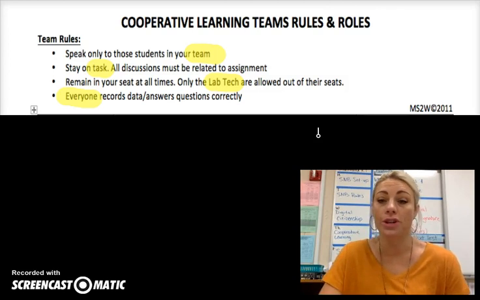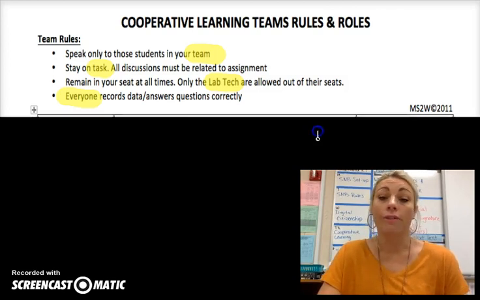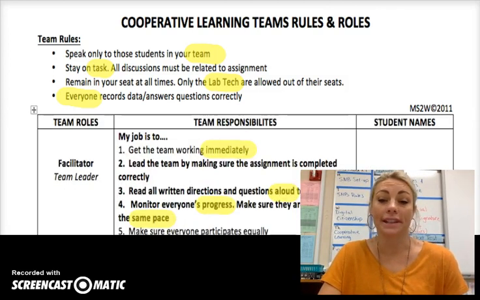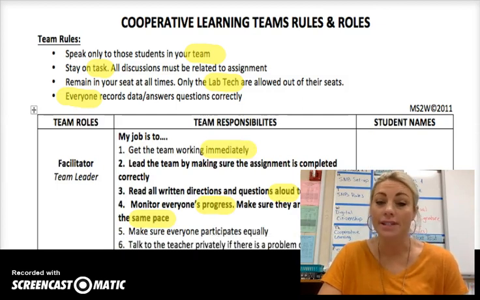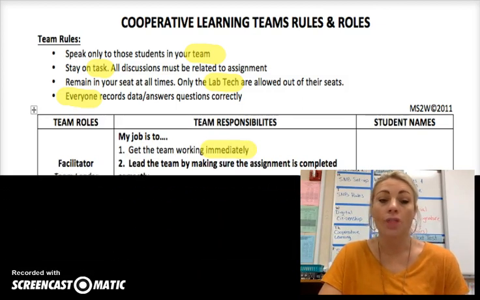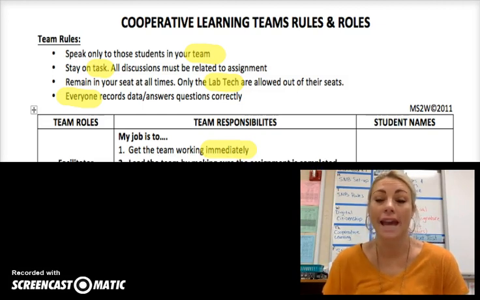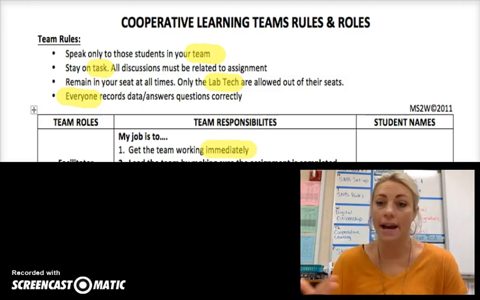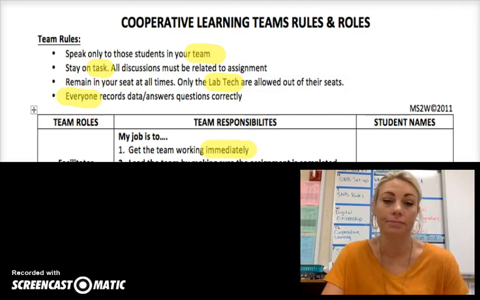The first job, or the first role, is the facilitator. The facilitator is kind of like the team leader. The first job of the facilitator is to get the team working immediately. When I say, all right guys, time to get started, the facilitator is the person who says, all right guys, come on, get your stuff out, let's get going.